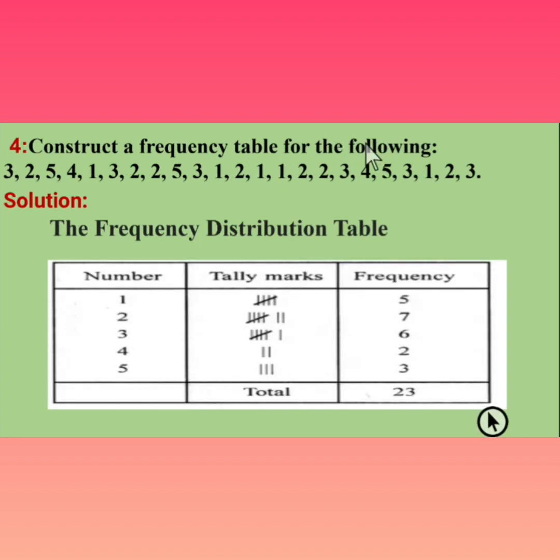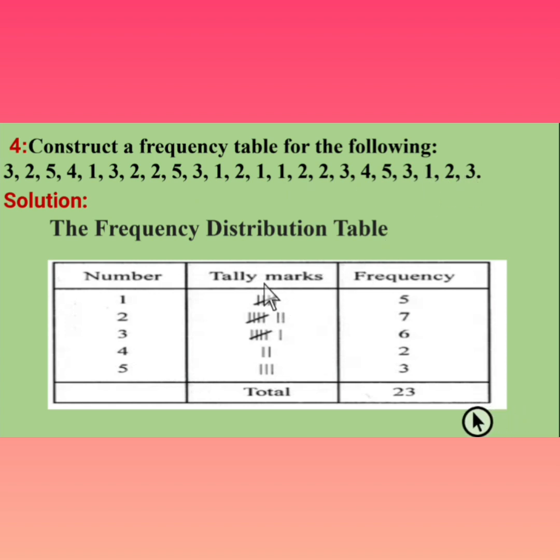Frequency table for the following. So here we are given the numbers. Observations are 1, 2, 3, 4 and 5. So only these 5 numbers are given. So these are called the observations. So the numbers are 1, 2, 3, 4 and 5. Now we see how many times 1 is coming. 1 is 1, 2, 3, 4 and 5.